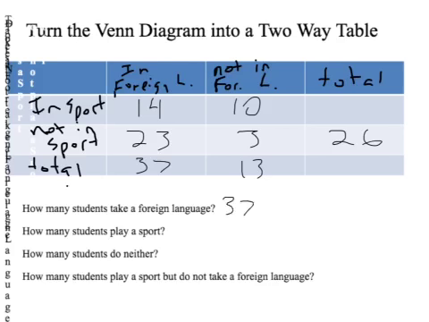How many students play a sport? You're going to go to your total, and that played in sport, which would be 24. How many students did neither? That was the number that was not in any circles, so that would be the 3. And how many students played a sport but did not take a foreign language? So I need to look at my headings here. Played a sport, did not take a language, would be 10.